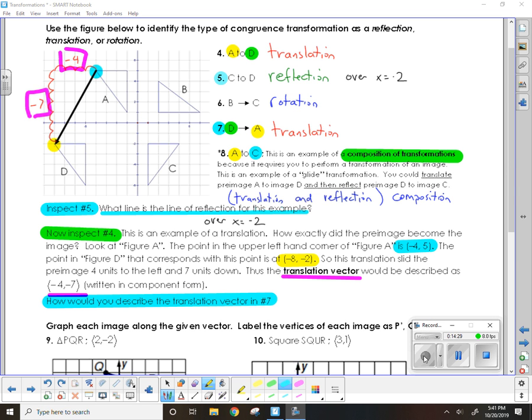All right, so let's see what we got. Now notice we're going from D back to A. So if I start here at this corner and go back up to its corresponding corner, notice I'm traveling the same distance but in the opposite direction. So when I think about that, I'd be going 1, 2, 3, positive 4, and 1, 2, 3, 4, 5, 6, 7, positive 7. And so my vector would be positive 4, positive 7.